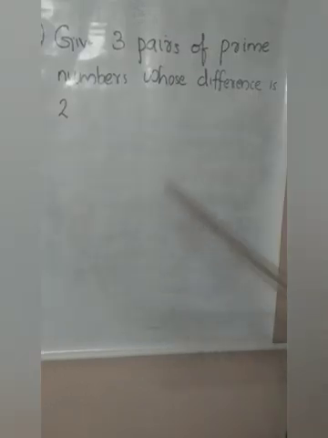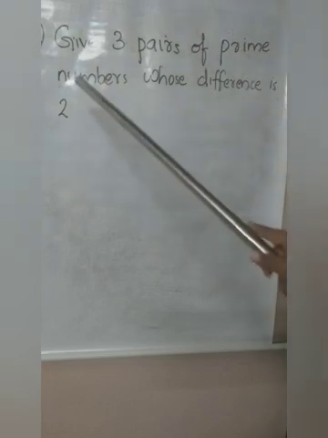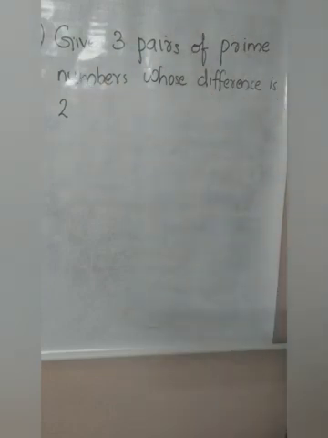Next question: give three pairs of prime numbers whose difference is 2. That means any two prime numbers whose difference is 2. That means when we subtract, we should get 2.